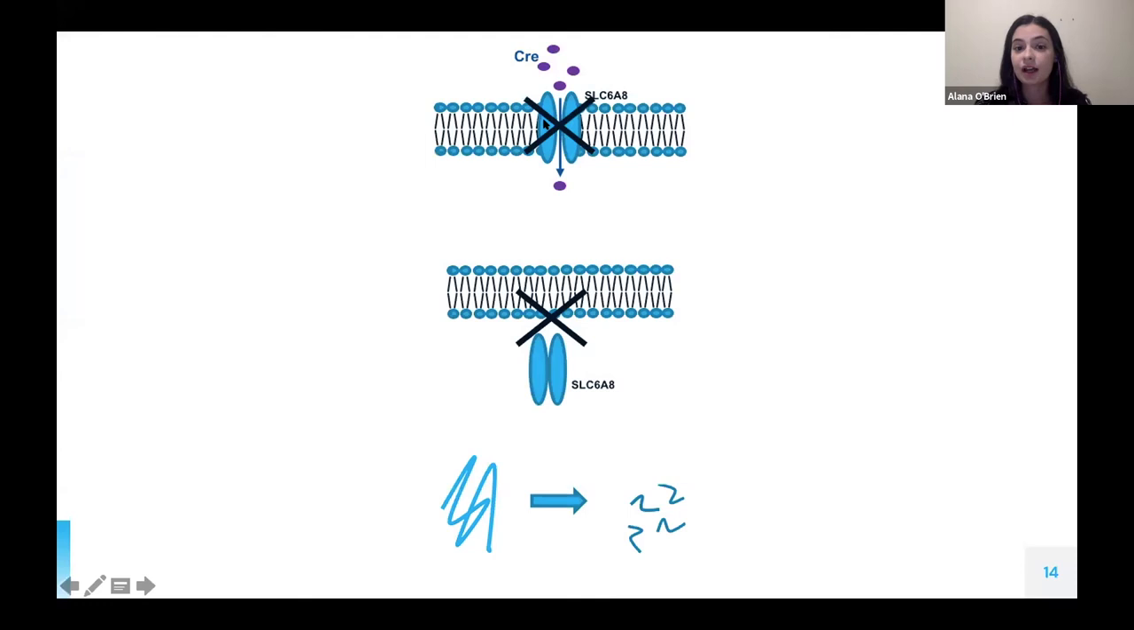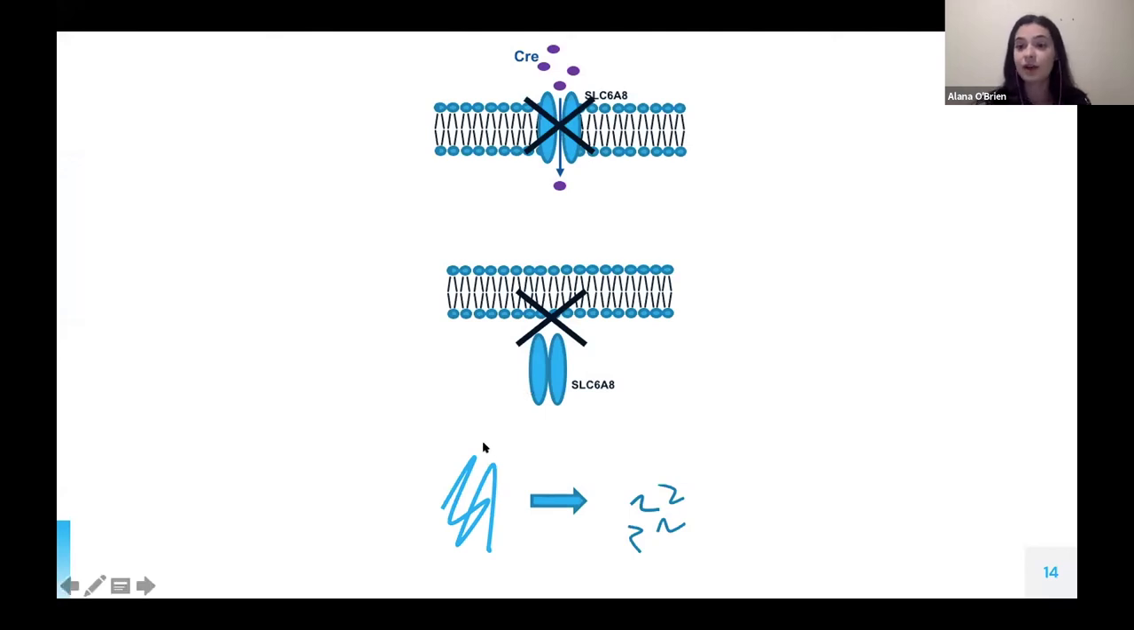So first, a protein being translated that has this deletion could insert itself into the membrane, but because it's missing those two transmembrane domains, it doesn't function properly as a creatine transporter, and then creatine is not transported, causing CTD. Another mechanism that could happen is the protein could be translated, but because it's missing those two transmembrane domains, it might not insert itself properly into the membrane, then causing no creatine uptake.